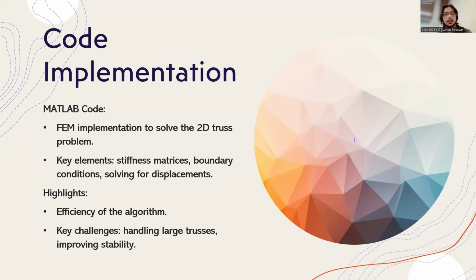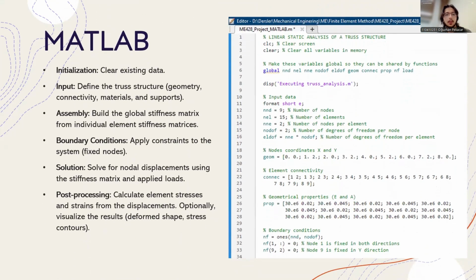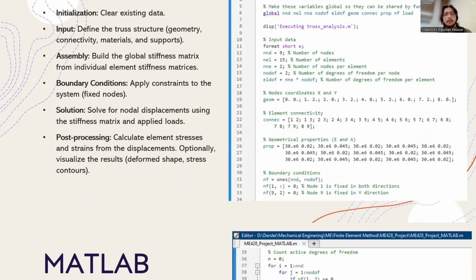However, we realized that with larger or more intricate trusses, we might encounter stability issues or longer computation times. We can address this in the future by optimizing the code and using better numerical techniques. This is the MATLAB code we developed for the 2D truss analysis. As you can see, it is quite concise and well structured. We will delve into it in the upcoming slides.